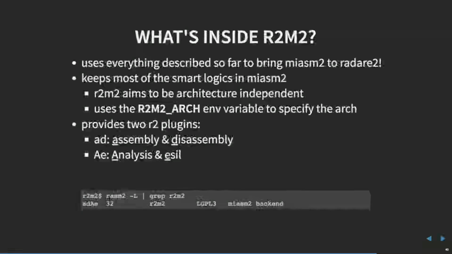R2m2 uses everything I described so far to bring MySM to R2. Again, it keeps most of the smart bits in MySM. And at the end, it provides two plugins. The first one is called AD, for assembly and disassembly. That's the same stuff you can do in pure Python. But the most important part is the AE plugin, analysis and ESIL. If you have r2m2 installed on your laptop, device, or computer, you can call rasm2 -L and check that r2m2 is actually providing AD and AE features.